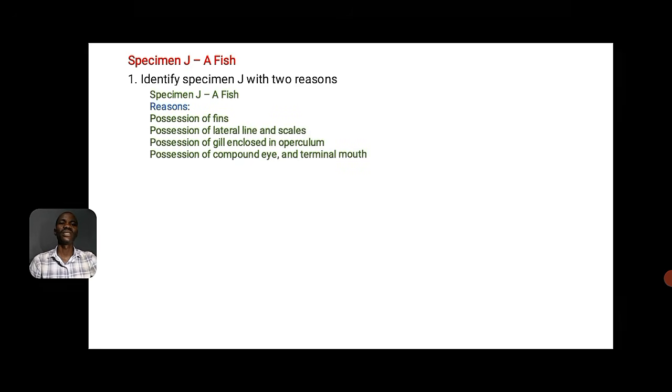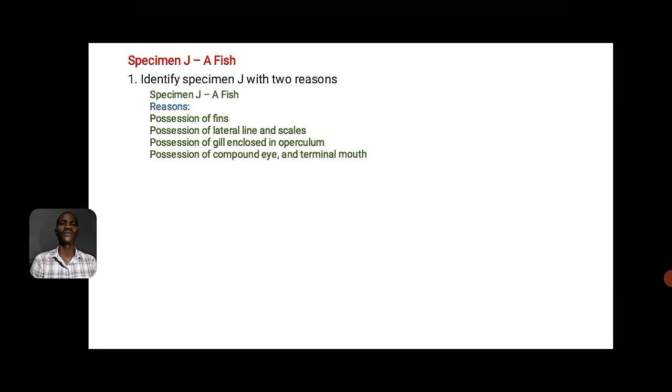Now we are on specimen J. Specimen J is a fish. Identify specimen J with 2 reasons. So we have so many reasons here. Specimen J is just a fish. And then what are the reasons? Possession of fins. Do not repeat. I have come across students, when they want to give reasons, they will say possession of pelvic fin, possession of dorsal fin, possession of caudal fin, possession of anal fin, possession of pectoral fin. Please, all of these will be regarded as one. So don't repeat the fins individually.